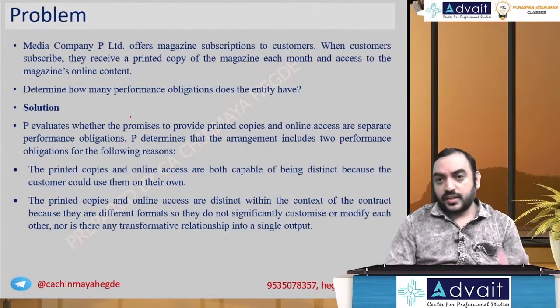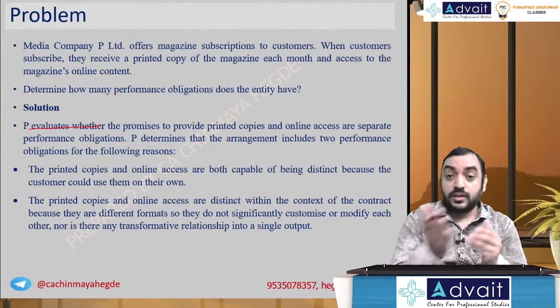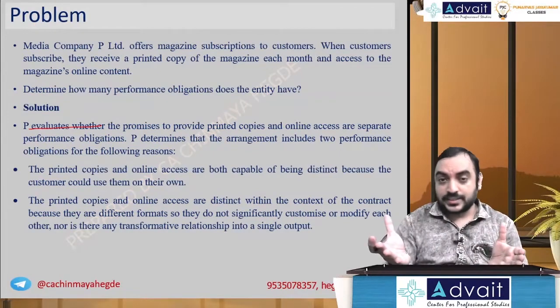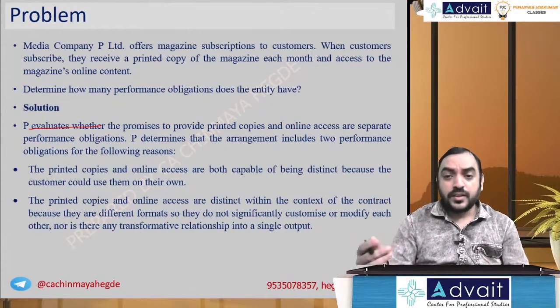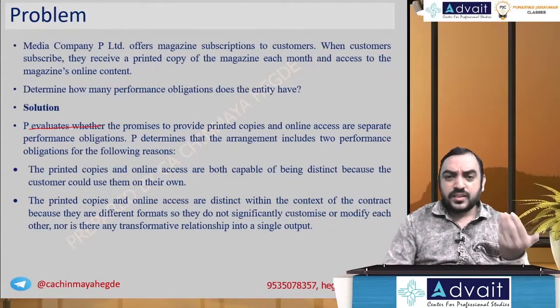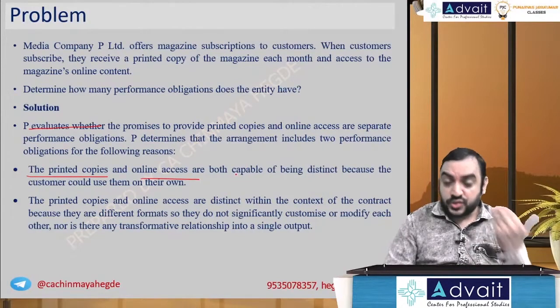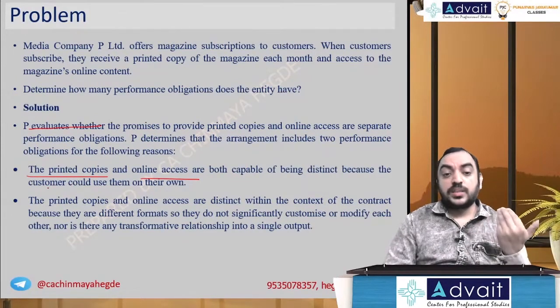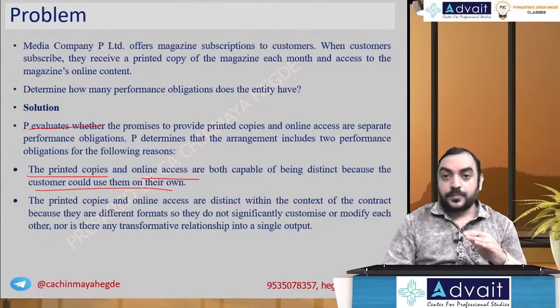So let's see what the Institute says. P evaluates whether the promise to provide the printed copies and online access are separate. Okay, they're talking about the printed copy and online access. Are they separate or the same? Let's see. P determines the arrangement includes two performance obligations for the following reasons. Printed copies and online access are both capable of being distinct because the customer could use them on their own.